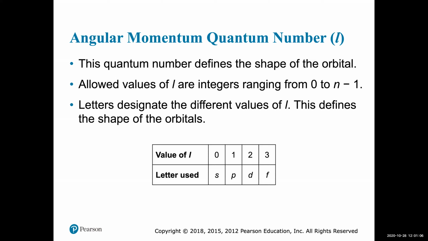In this table here we see values of l: 0, 1, 2, 3. But when we write electron configurations and stuff like that, we don't use the numbers, we use the letters. So the expectation is that you will know that a value of 0 means s, 1 means p, 2 means d, and 3 means f. We usually don't say the value of l, we use these letter designations. So you should know this.